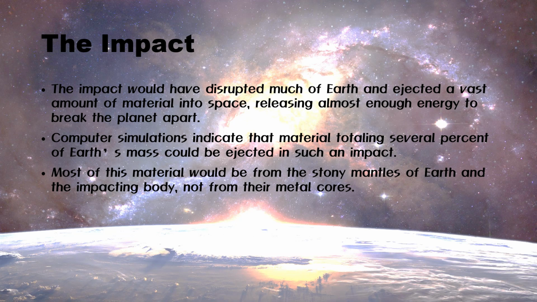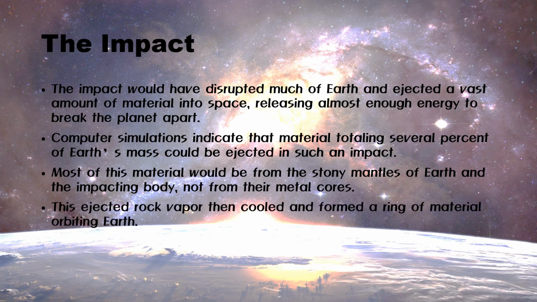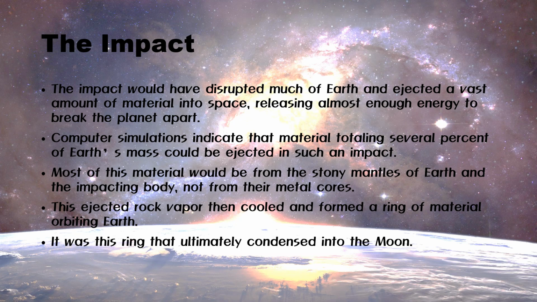Most of the material would be from the stony mantles of Earth and the impacting body, not from their metal cores. This ejected rock vapor then cooled and formed a ring of material orbiting Earth. It was this ring that ultimately condensed into the moon. And of course, we also have some evidence of some of this probably within Earth's mantle as well, that some of this might have actually occurred.